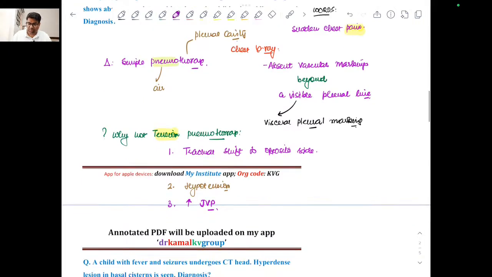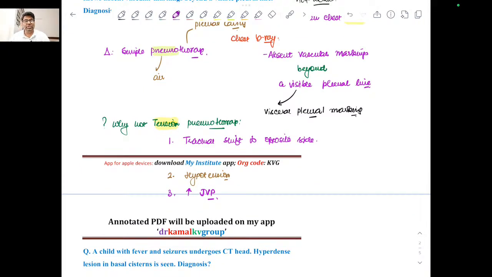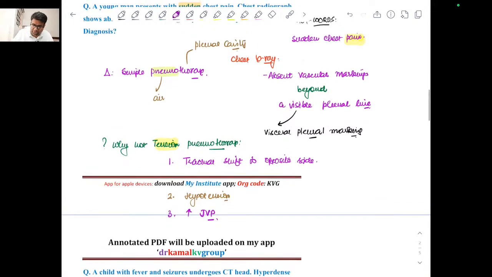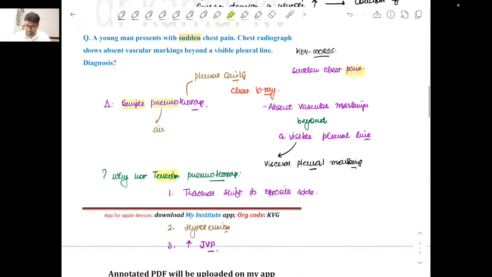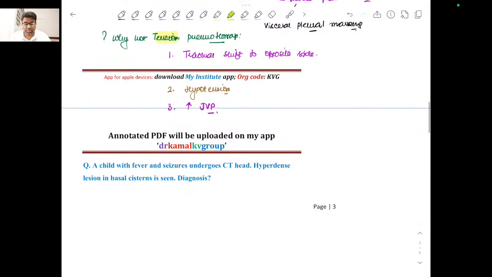If you have any mention of tracheal shift to opposite side or mediastinal shift to opposite side, hypotension, raised JVP, then you should think of tension pneumothorax, right? So you have to differentiate simple pneumothorax from tension pneumothorax. Both the entities are different and the presentation is also different. Clear? So I hope this will not be confusing to you anymore.